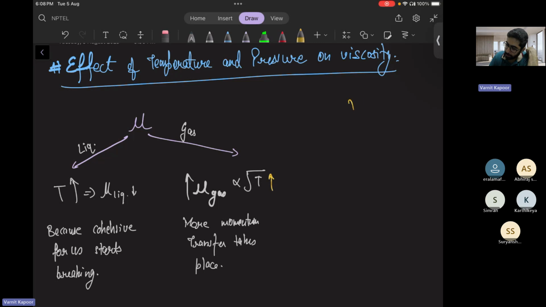Coming to the kinematic viscosity, nu, it is again defined for both liquid as well as gas. First of all, we will see what happens with increase in temperature. Kinematic viscosity is dynamic viscosity divided by the density of that fluid. Let me write here and separate it by a line.